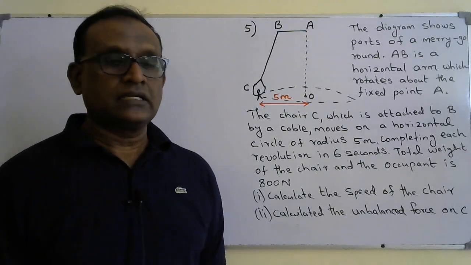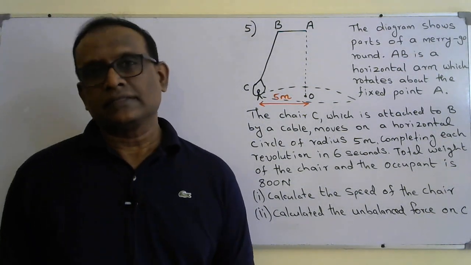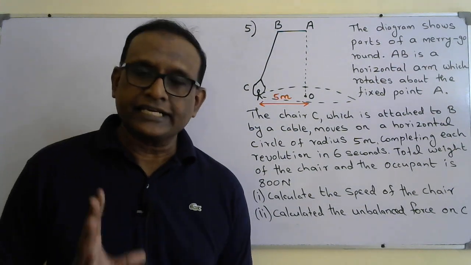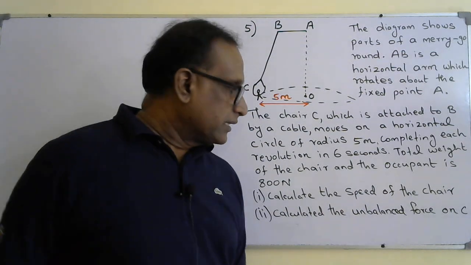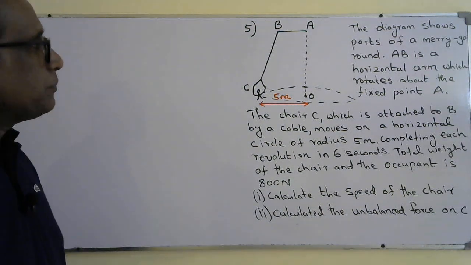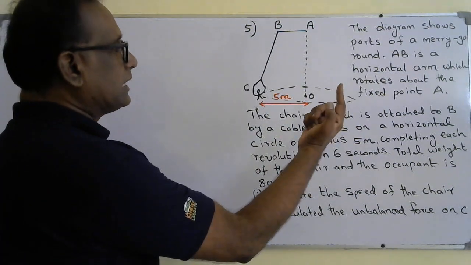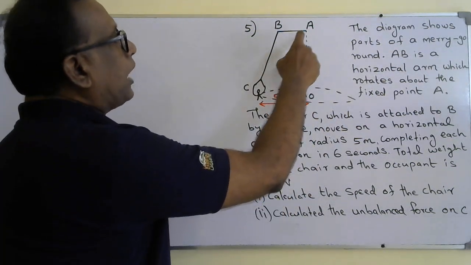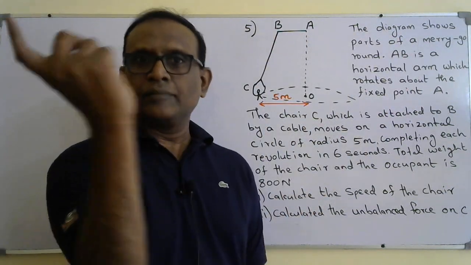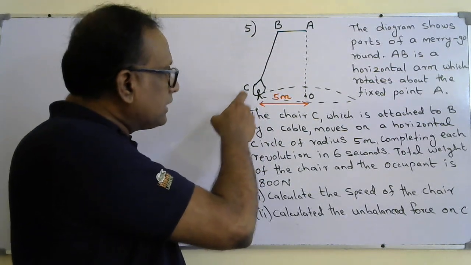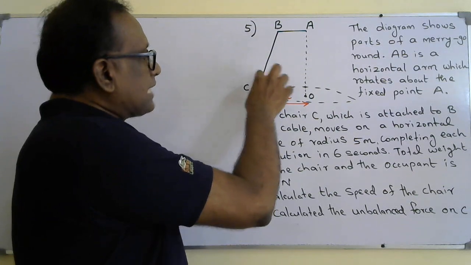Okay, so this fifth question is related to the merry-go-round, but that is actually the application of a conical pendulum. There are 4 parts. I wrote 2; the other 2 I'll do after completing these 2 parts. So the conical pendulum is actually the basic idea of the merry-go-round. It's moving on a horizontal circle, rotating about A. The arm AB is also rotating, but we don't need to consider that. We should think about the chair C and occupant as one object, so we can assume this as the bob.